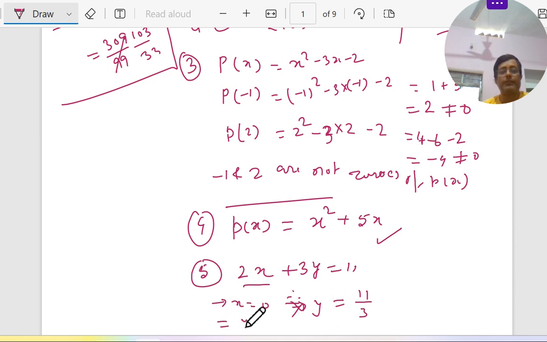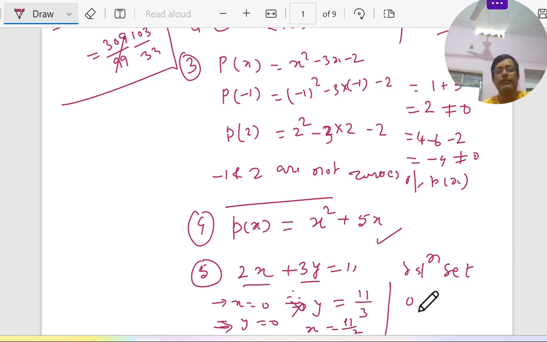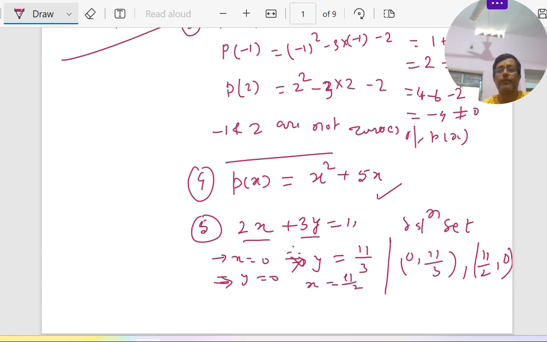And if you take y is equal to 0 next time, you will get x is equal to 11 over 2. So your two solutions will be, whether you write solution set or not, that is not an issue. Your answer will be (0, 11/3) and (11/2, 0). So this is the simplest way. You can also take 1, 2, 3, whatever.